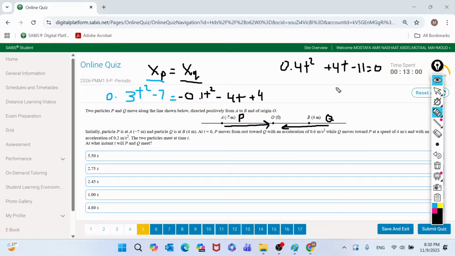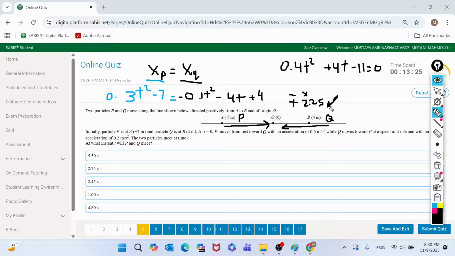So this is the equation for when they're both going to meet. Now, when you put this on your calculator, you're going to get two answers, a negative answer and a positive answer. The negative answer is rejected. It can't be correct because time can't be negative. And the positive answer is approximately 2.25. So this is the correct answer.